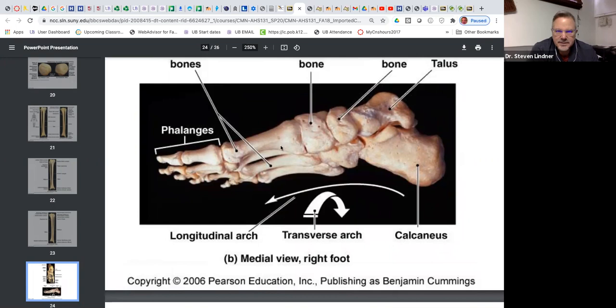Again, on the toes, so these are the 7 tarsals. Then you have metatarsals, and then you have your phalanges. And remember, the hallux only has a proximal and a distal phalange, whereas the other toes have a proximal, middle, and distal phalange.